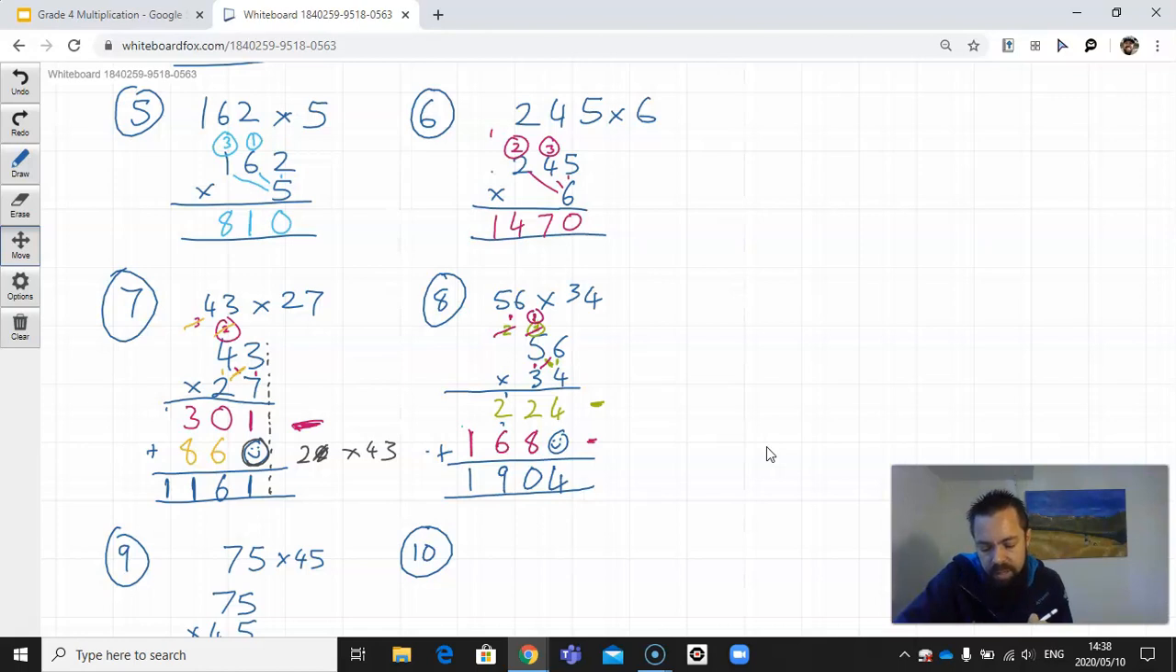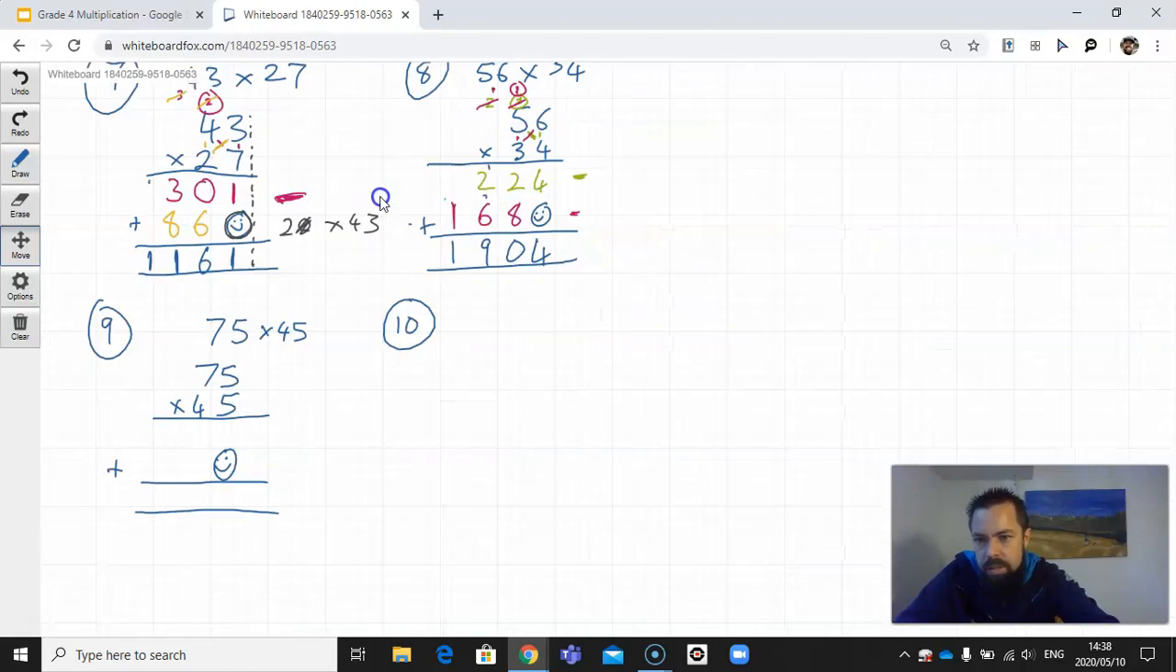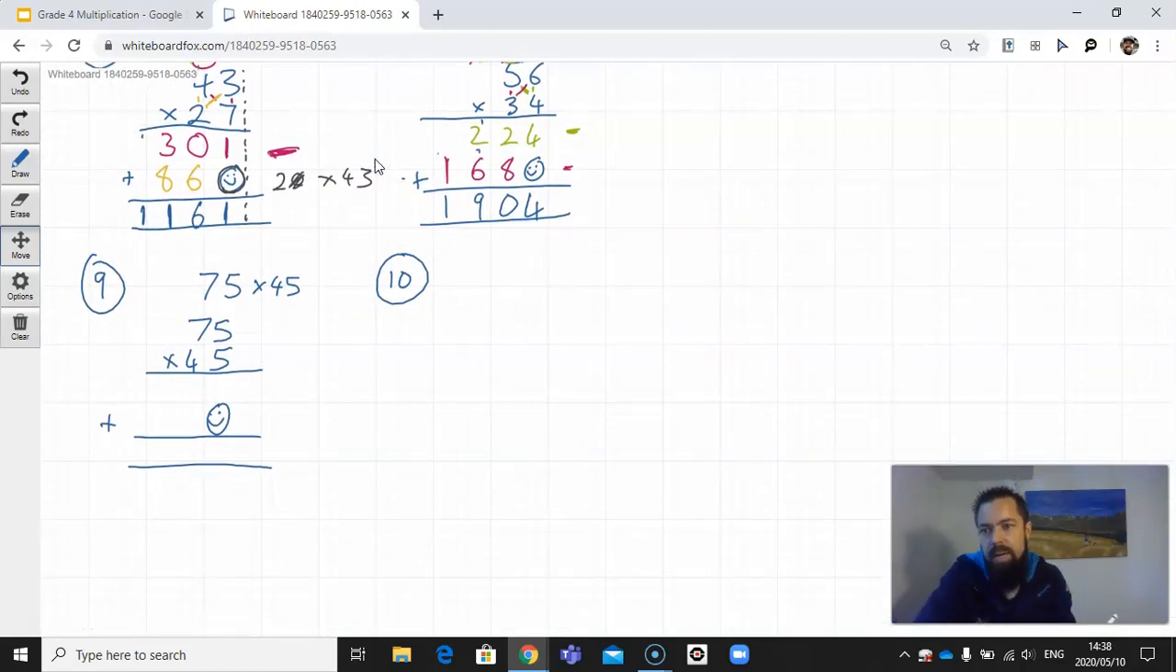Okay, I've done number 9, including layout. For number 10, I'm not going to put the layout in. You're going to need to do that. So let's see if you can do number 9 and number 10 on your own.